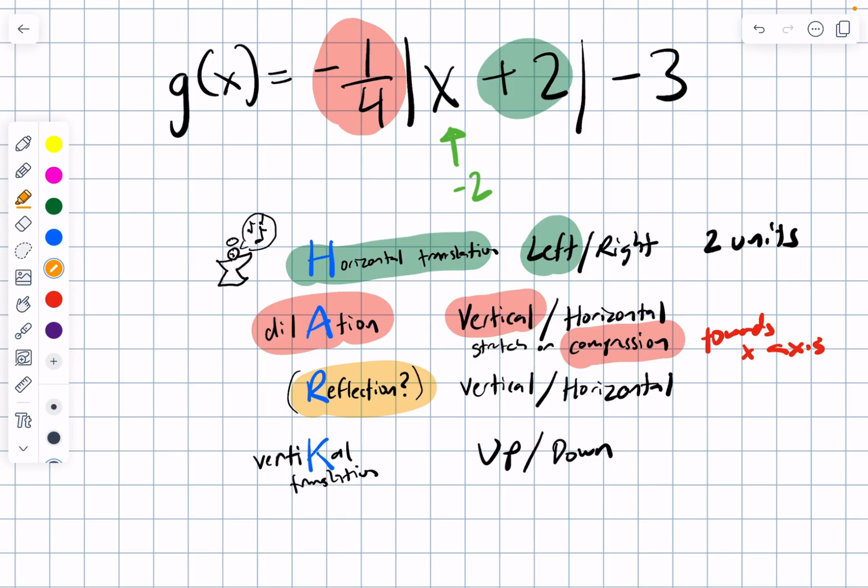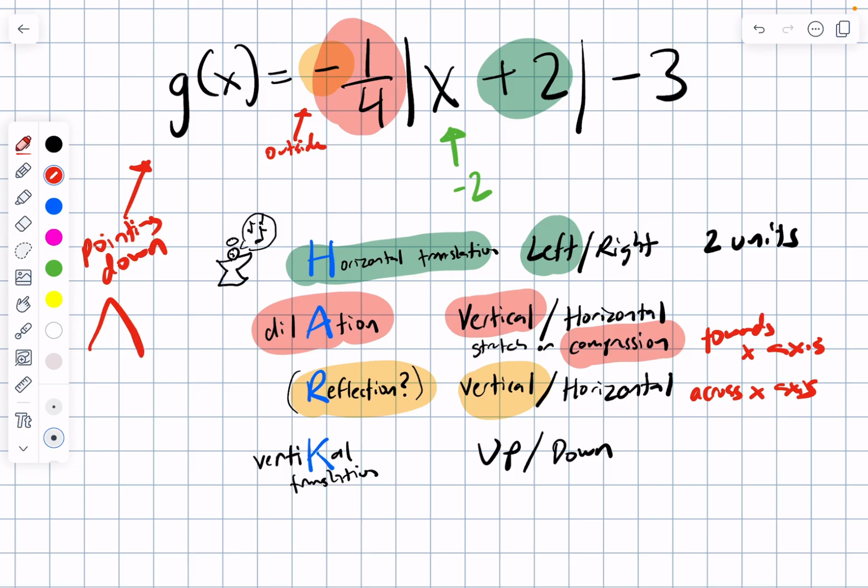Okay, and then is there a reflection? That would be if I see a negative A value, and I do have a negative. So this is a negative vertical reflection. Do you know why? Because it is on the outside of the parentheses. It is after the function, after the absolute value operation. So vertical reflection across the x-axis. So this equation will be opening down.